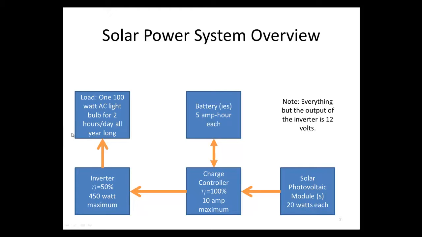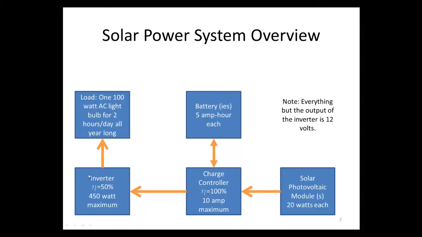The load is something like a light bulb or a fridge or anything that uses electricity. You can think about anything you plug in at your house. In this case, it's going to be plugged into the solar power system to be powered. In this example, we're going to be using a 100-watt AC light bulb, and we're going to be using it for 2 hours a day all year long.